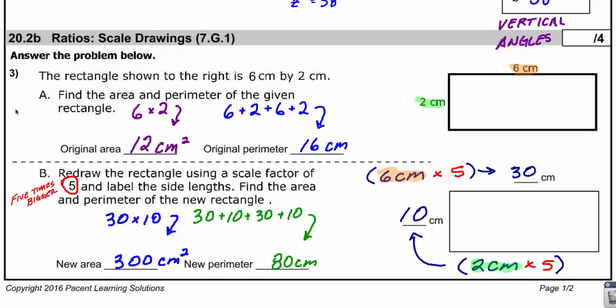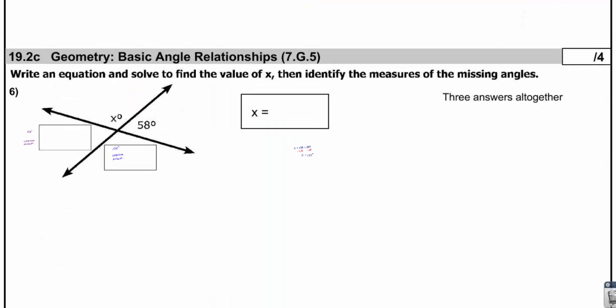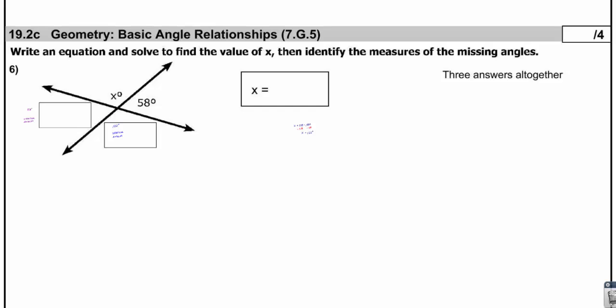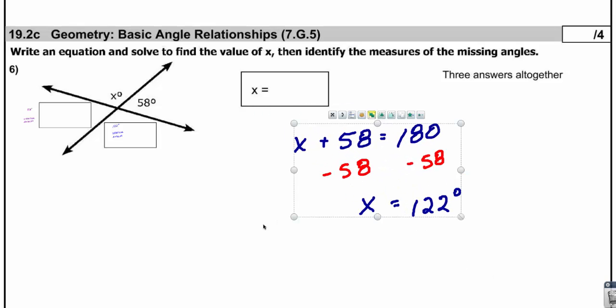Okay, to the back of the test. So on the back, you had a problem that you were overall pretty successful with. I think you have done this enough now to feel like you can do these problems. You were asked to find x and then fill in the 2 boxes. Here is the equation for finding x. We're going to take the 58 and the x, add them together, and get 180.